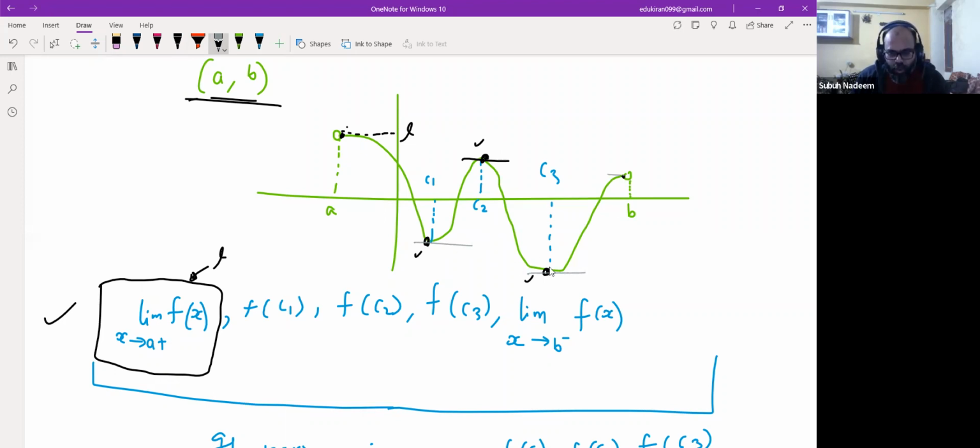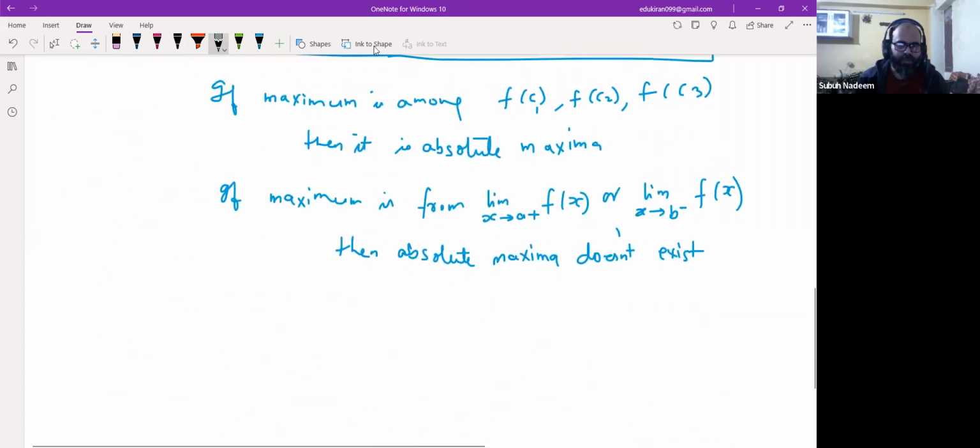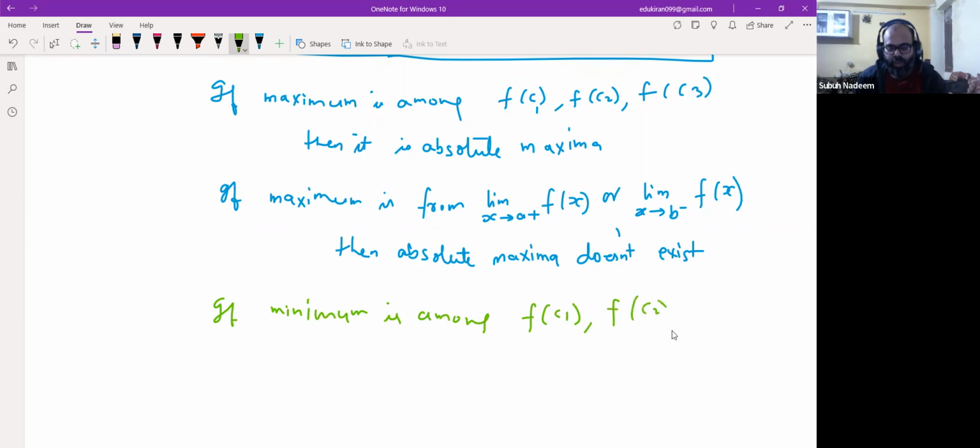And here you see among all the minima, this C3 is the minimum. Now this is not the endpoint. So here absolute minima exists. So here also we have the statement for minima, same statement: if the minimum is among f(c1), f(c2), f(c3), then it is the absolute minimum. So here in open interval, you have to see such things.